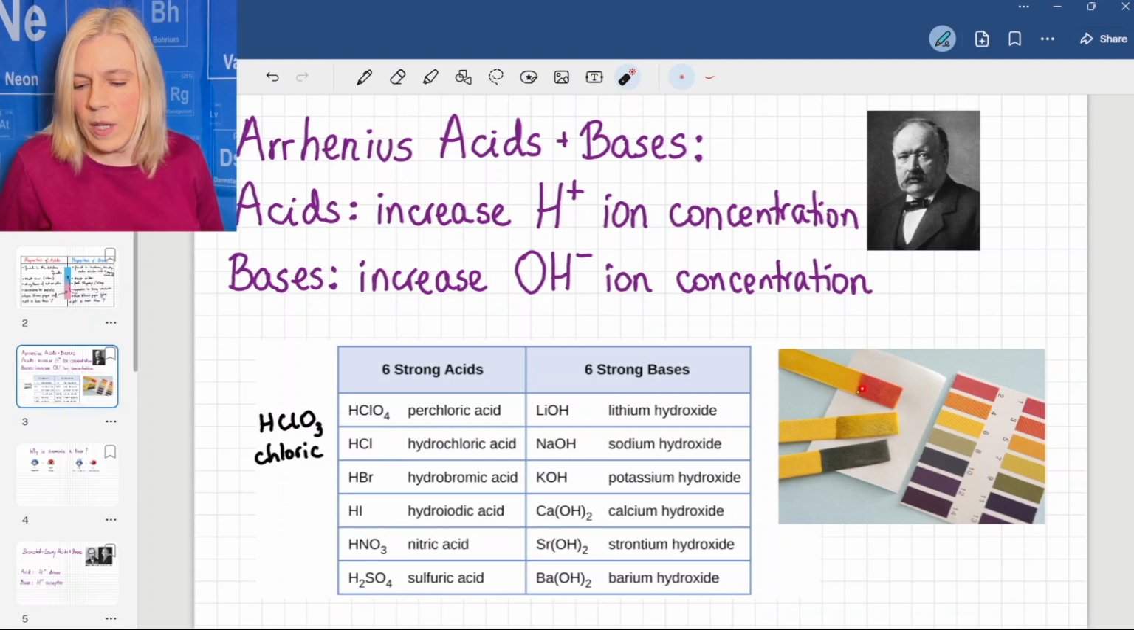And here is a quick litmus paper. Here is something acidic, turning it red. And here is basic. You can see basic is turning it very dark blue.